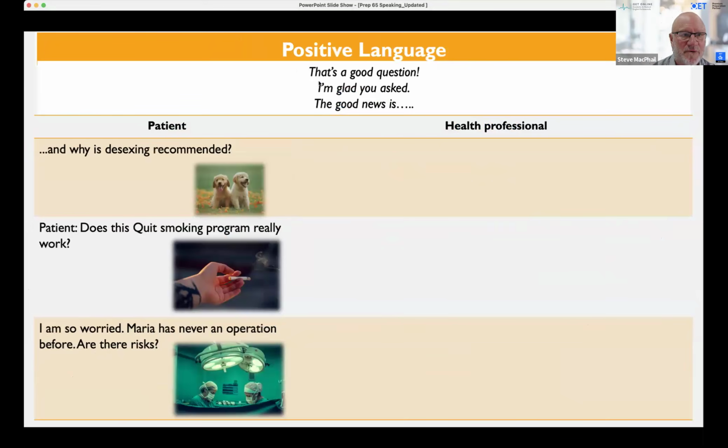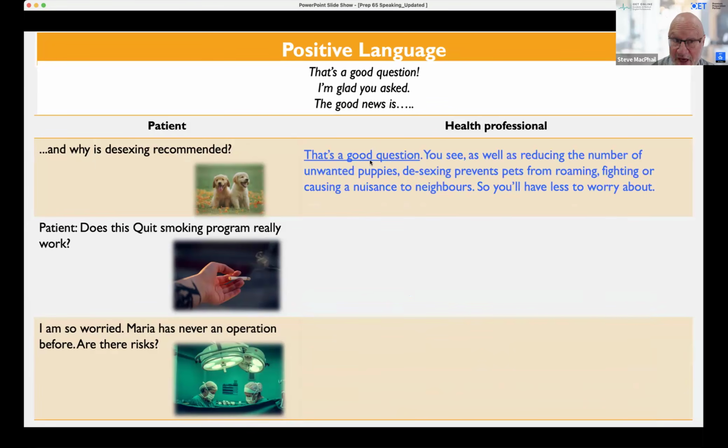Let's look at another one. Positive language. One of the most important and probably easiest things that you can do to build rapport with a patient and build their trust and let them know that you care. So here's a good one for the vets. And why is de-sexing recommended? That's a good question. Just that simple statement.